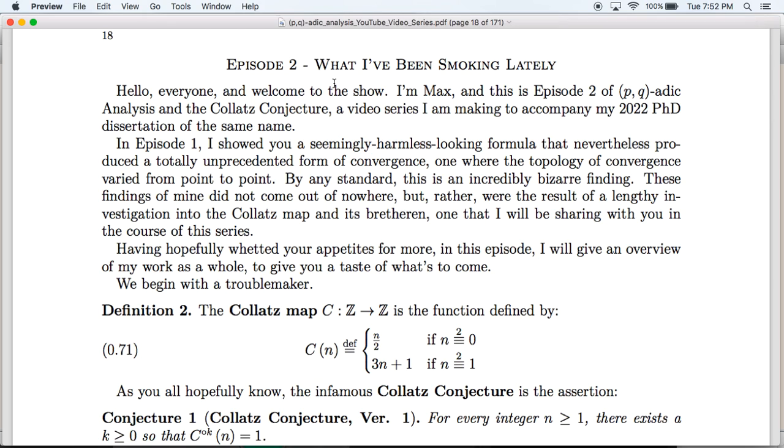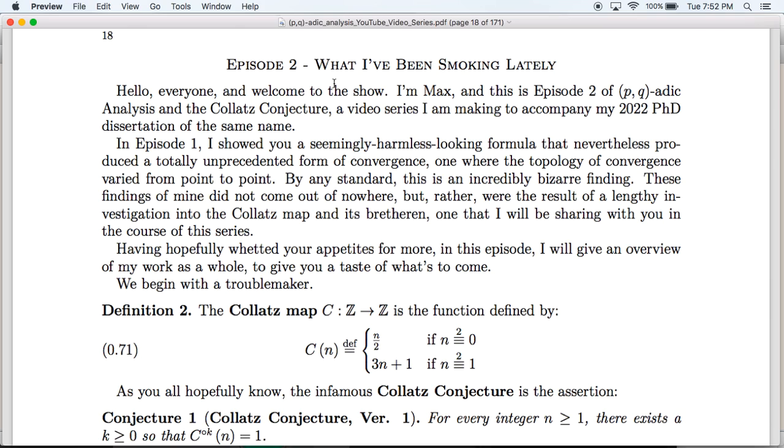But these findings of mine did not come out of nowhere. Rather, they're the result of a lengthy investigation into the Collatz map and its brethren, and one that I hope I will be able to share with you in the course of this series. So in episode 2, "What I Have Been Smoking Lately", I'm going to give you the rundown of not just this video series, but what my research is all about.